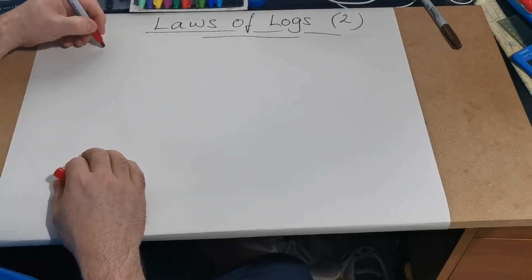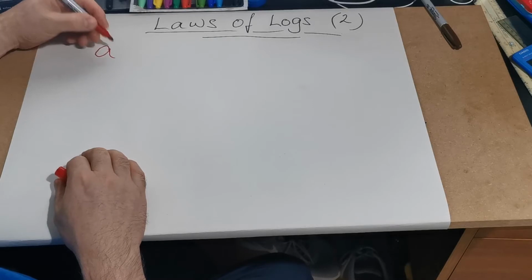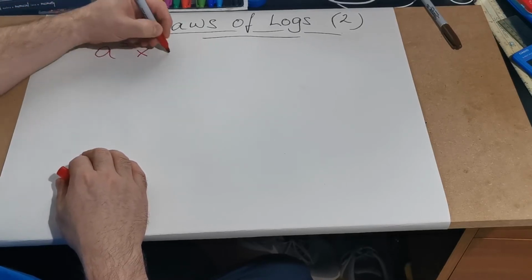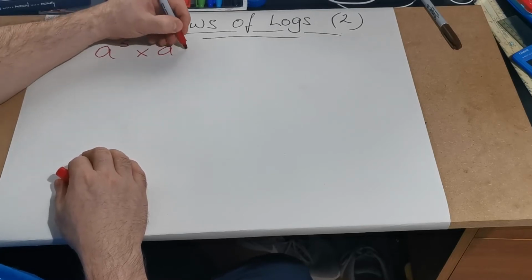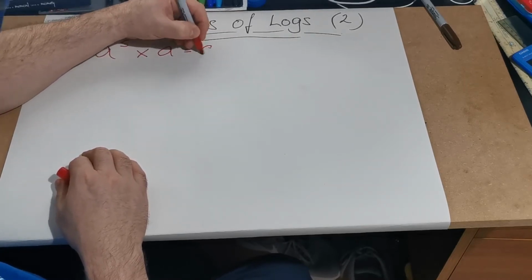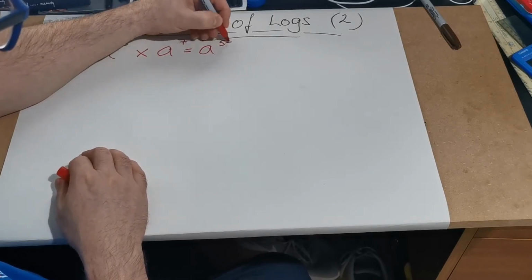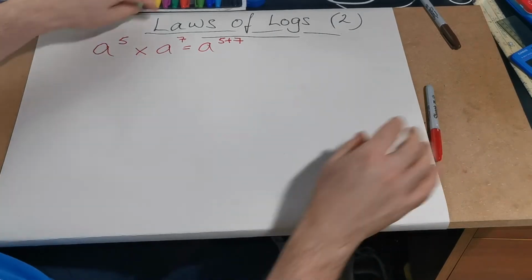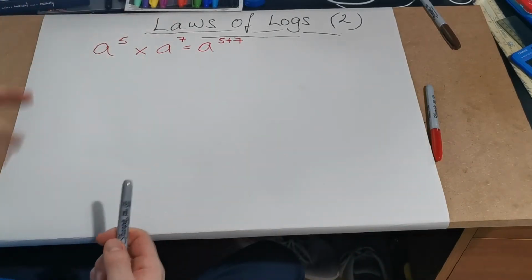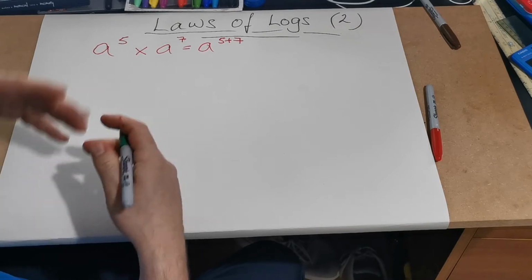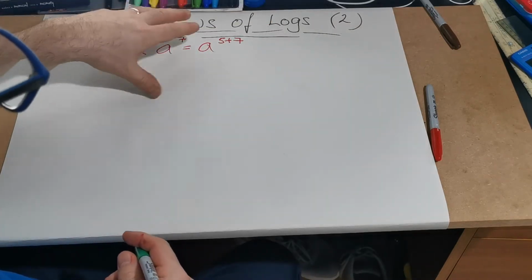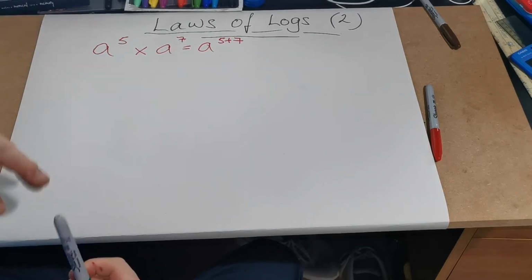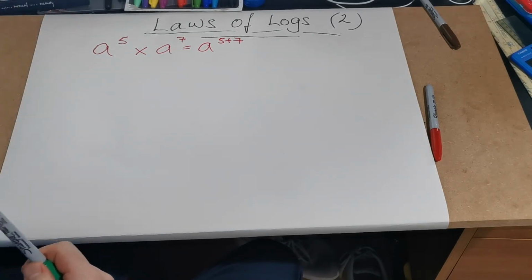So if we had a to the 5 times a to the 7, you would know that that would be a to the 5 plus 7. Well, we know that a log sort of undoes a power. So a log follows a rule similar to this, but not exactly the same. So it's sort of a reverse of the log rule.